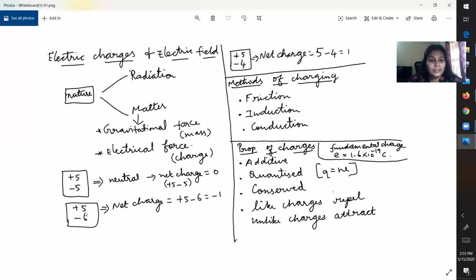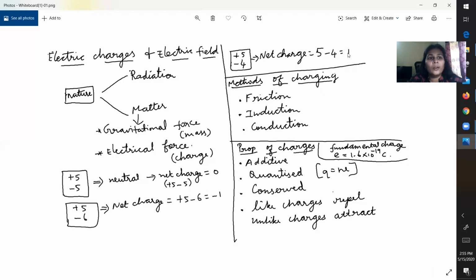See, in the second case, it has 5 positive charges, basically 5 protons, and 6 electrons. In such a case, the net charge is plus 5 minus 6, so it is minus 1. So what is the net charge of this body? It is minus 1, or we say the body is negatively charged. Similarly, see the next case, the body has 5 protons and 4 electrons. So net charge is 5 minus 4, so we get 1. So this body is positively charged, right?